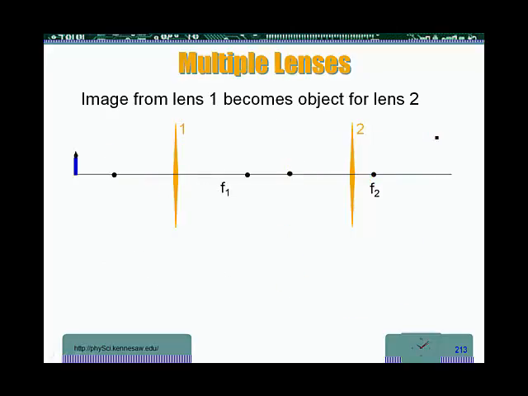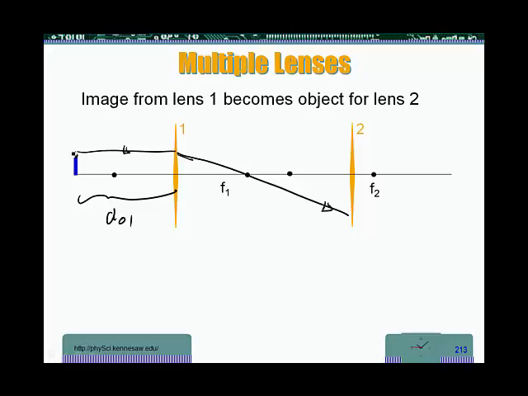I have another example here. It looks very much the same as the other one, but graphically, I'm going to do the same thing. This is my DO1, and let's try to find graphically where DI1 is going to be. So I'm going to draw the line parallel to the principal axis and make that pass through the focal point on the other side.